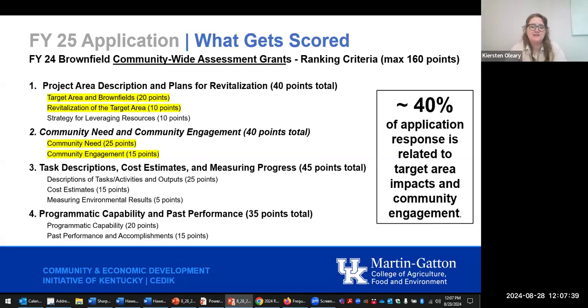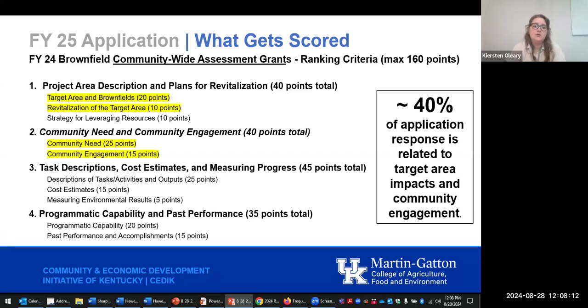So as far as the fiscal year 25 application, we're basing this off of what last year's was, but historically, these are your 4 big buckets of what's going to be scored in both community-wide assessment grants and cleanup grants: your project area description and plans for revitalization, your community need and community engagement, anything specific to the project, what you're actually going to be doing with the funds and the cost estimates associated with those, and then programmatic capability and past performance. So you're talking about your organization specifically.